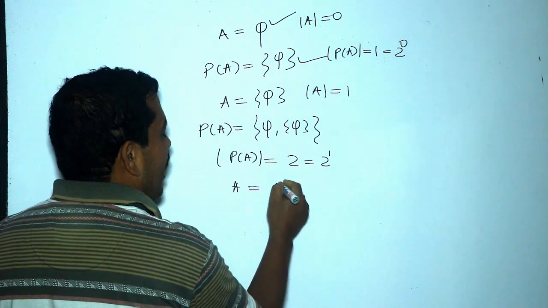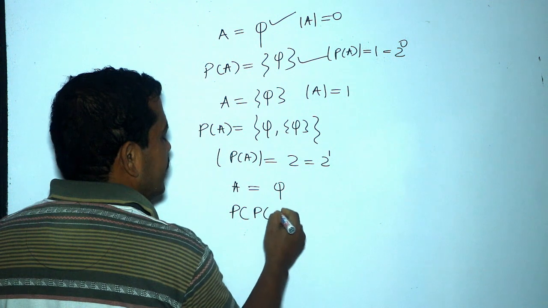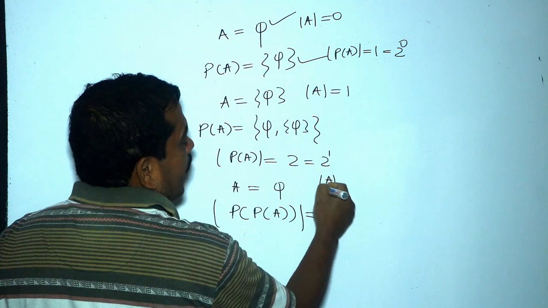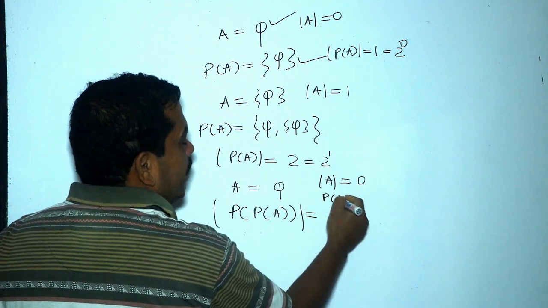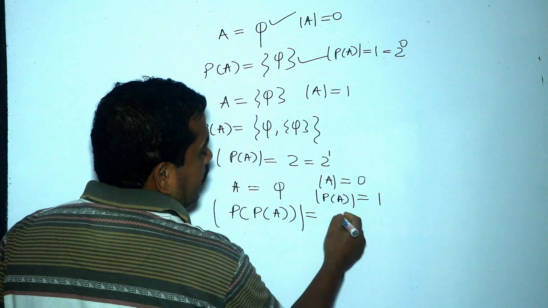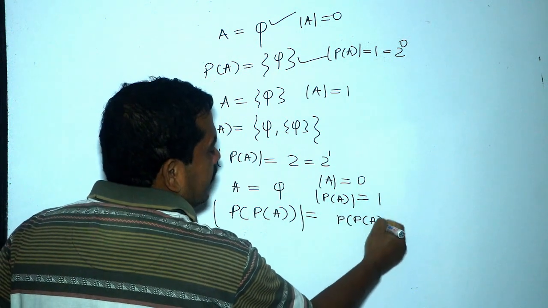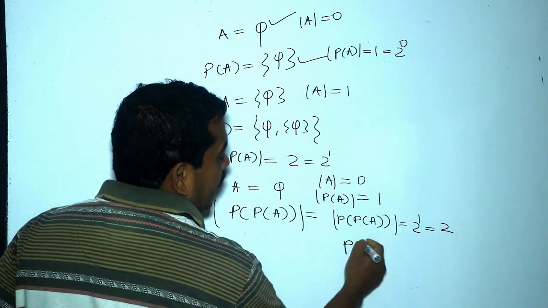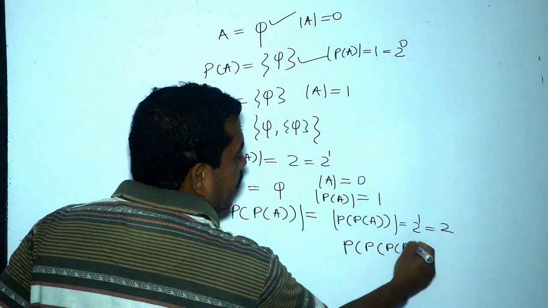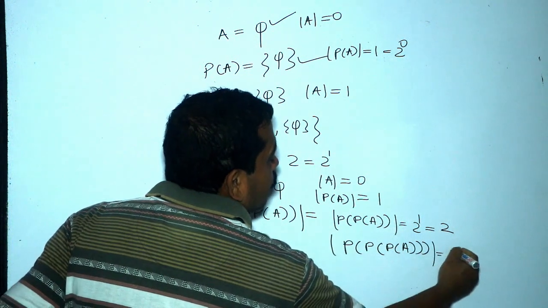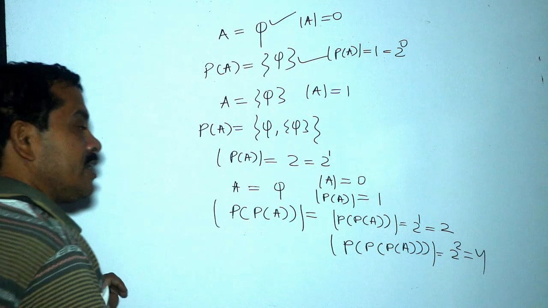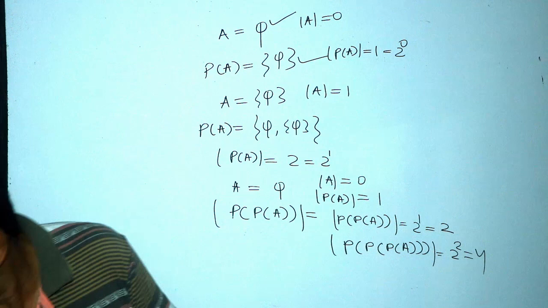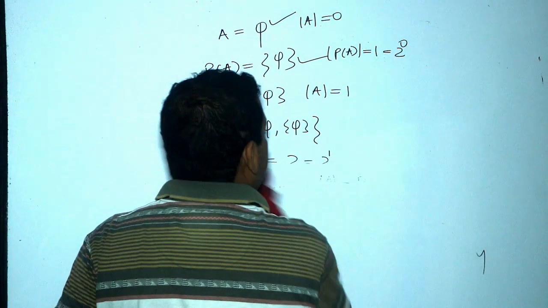Suppose A equals phi, here the cardinality of A is 0, so the cardinality of the power set of A is 1. Then again if we take the power set, its cardinality will be 2 to the power 1, that is 2. If we take the power set again, its cardinality will be 2 to the power 2, that is 4. So similarly we can calculate the number of elements of a power set. This is all about the power set.